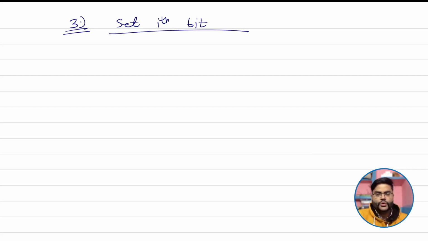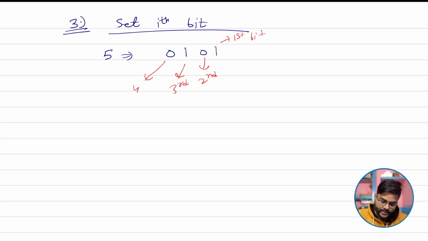If I'm taking the example of 5, it is nothing but 0 1 0 1. This is my first bit, this is my second bit, this is my third bit, this is my fourth bit. And let's say I want to set the second bit. So how can I solve this? Let's write this 0 1 0 1.